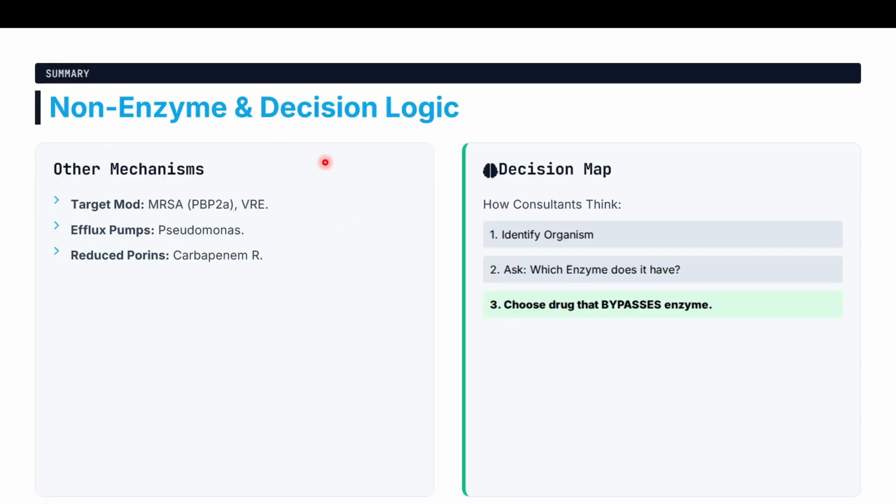Among non-enzyme mechanisms, there are a few others where the target is modified, as in MRSA by penicillin binding protein 2A, and vancomycin resistant Enterococci. There are efflux pump producers like Pseudomonas. There are reduced porins in carbapenem resistant organisms.